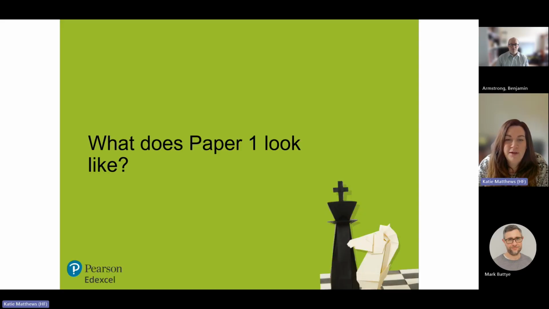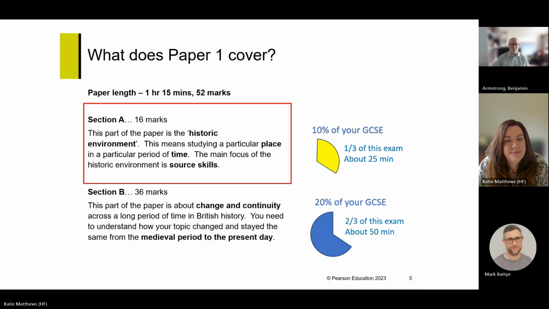So what does paper 1 look like? So paper 1 consists of two parts, section A and section B. In this video, we're only focusing on section A, which is called the historic environment. Later on, you'll also need to consider section B, the thematic study.